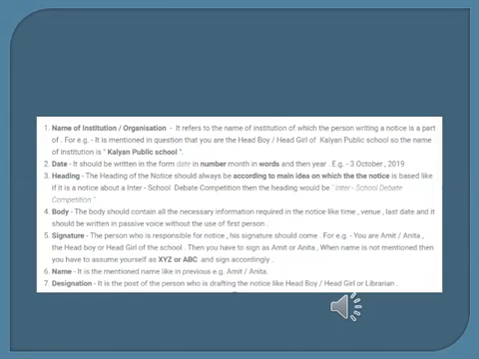Name and designation. So remember, when you are writing the notice, on the top, the name of the institution. Then comes the date, then the heading. You should write the word notice. Then comes the body, that is the content, then signature, name, designation. So all these are very, very important in the case of notice writing.